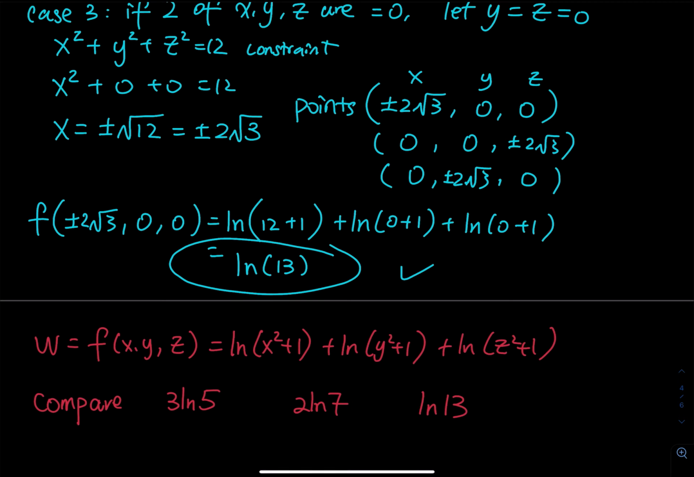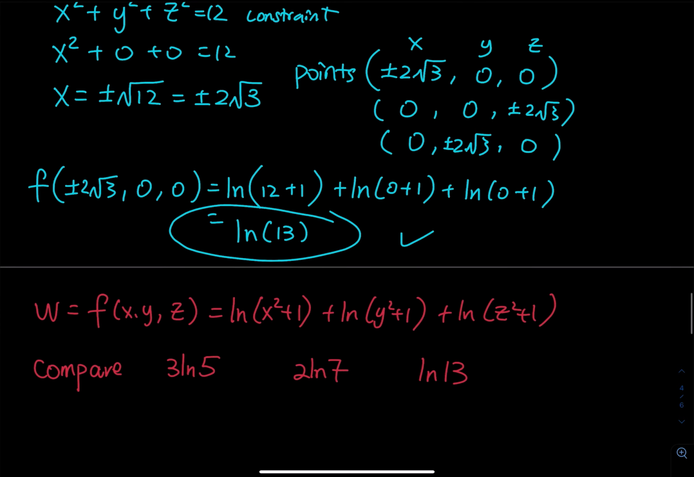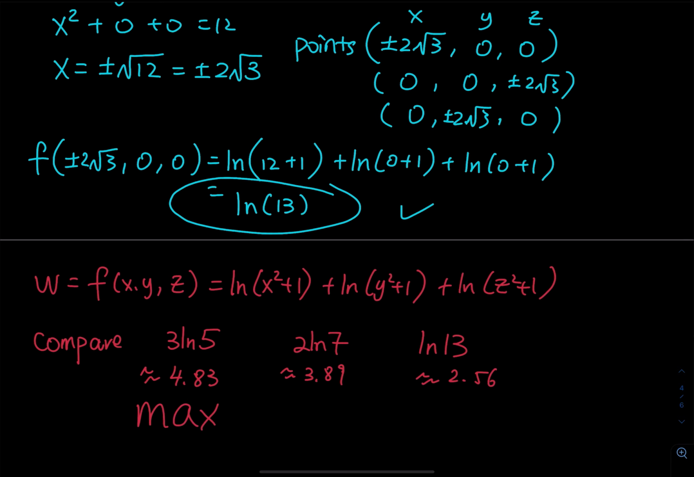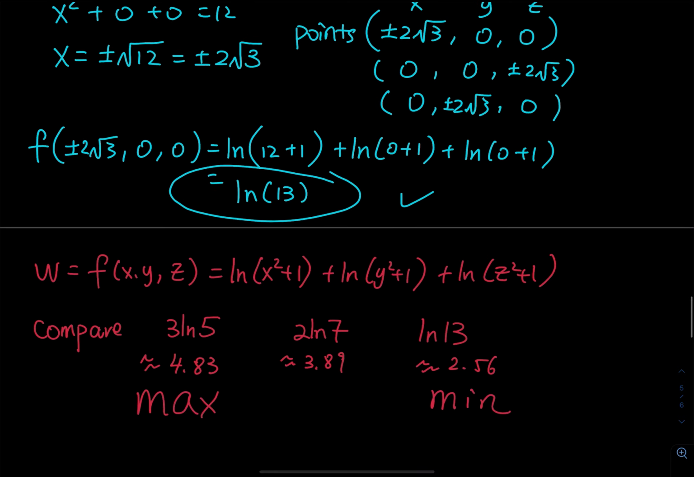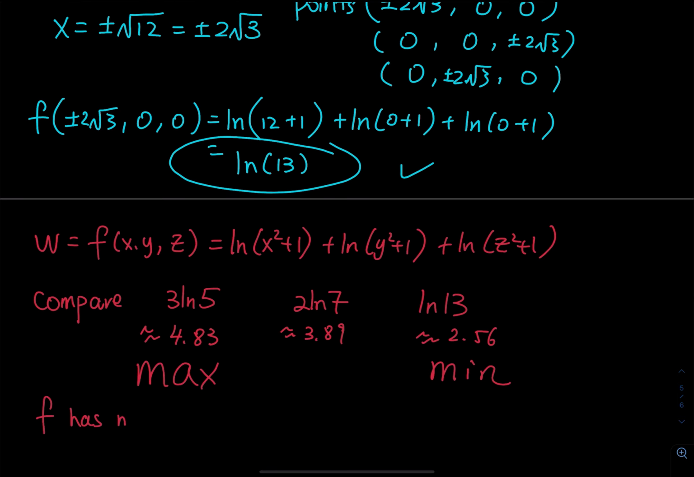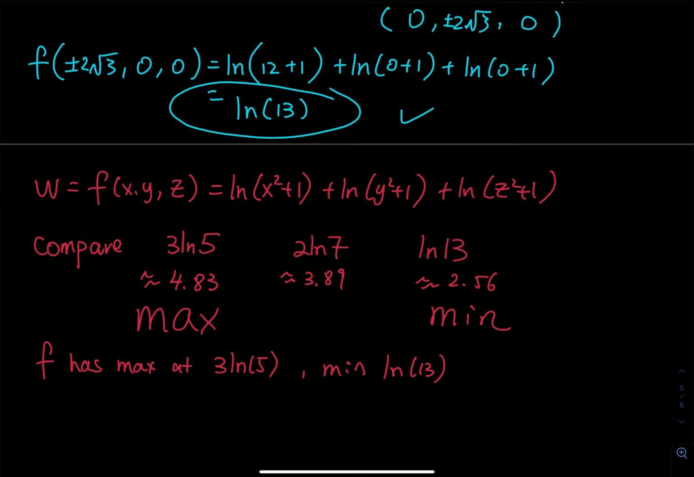Which one is the highest? So that means in this four dimensional graph, which one has the highest w? This is approximately 4.83. This is approximately 2.56. And then this is approximately 3.89. So that is the biggest, so that is the maximum, and then this is the minimum. So that means the function has a maximum at 3 ln 5, and then a minimum at ln 13.